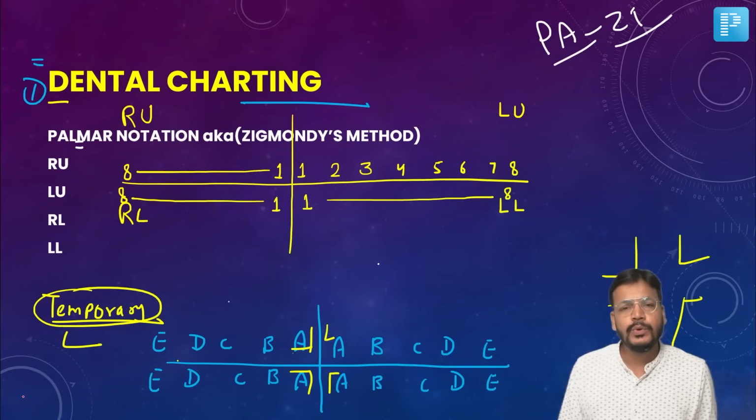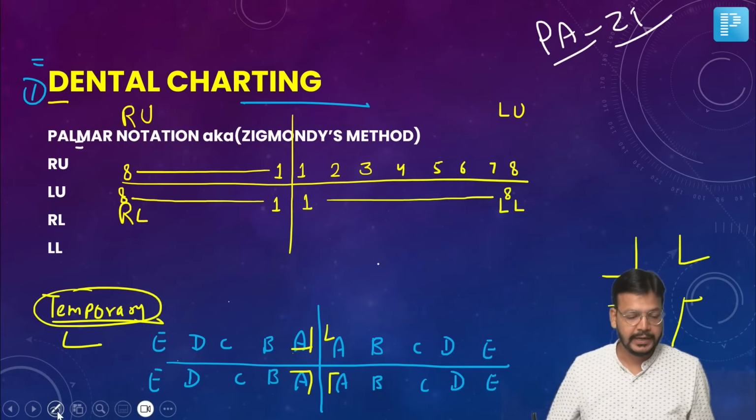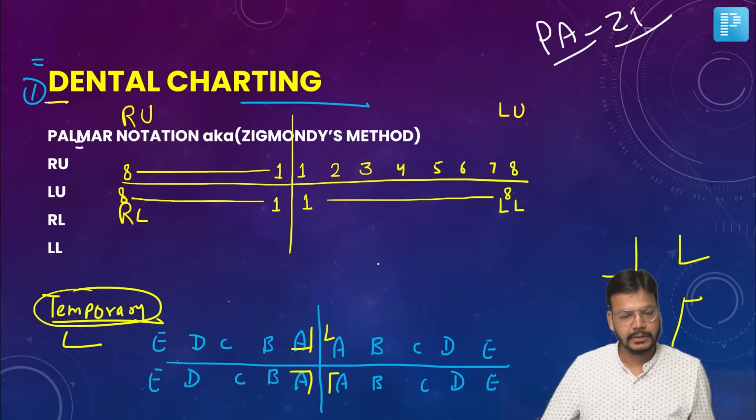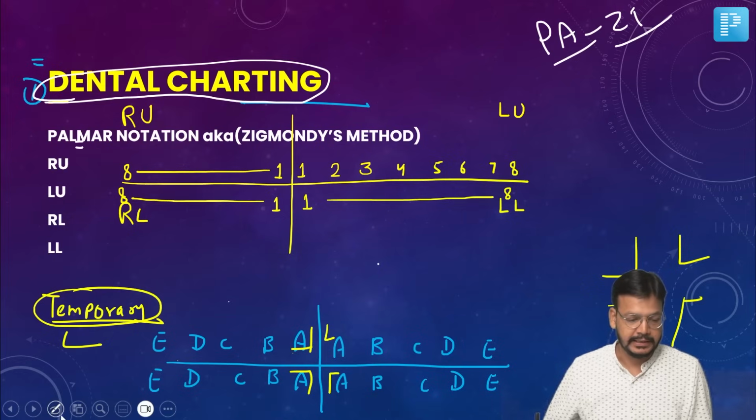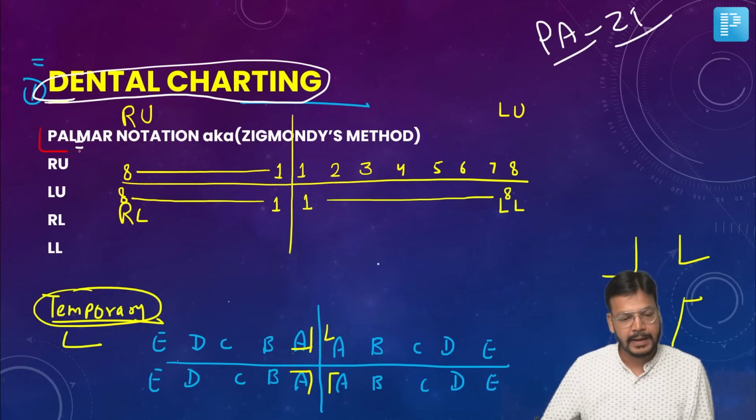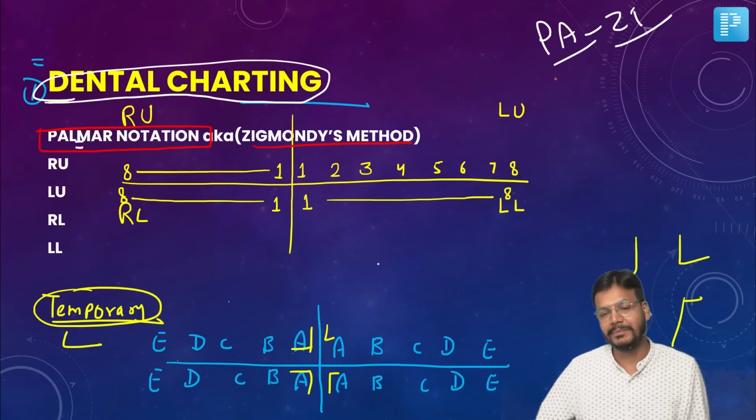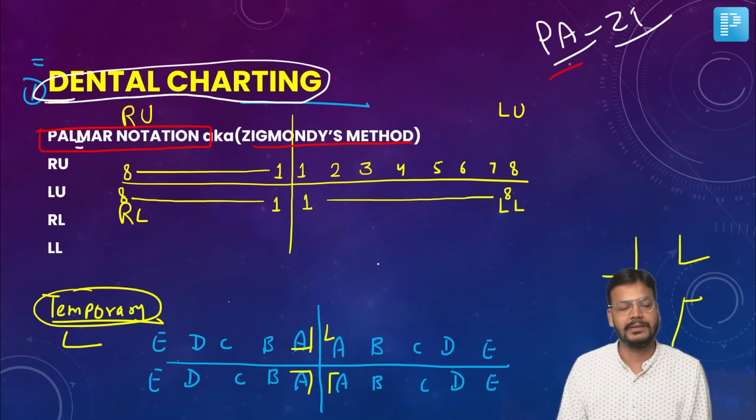Doctor, how do you go for dental charting? Now, sir, how do we write down the dental formula? Dental charting. This is right side, left side. Sir, the first method is, listen very, very carefully, Palmer notation or Zsigmondy method. You can remember by Paji: Palmer notation and Zsigmondy method.